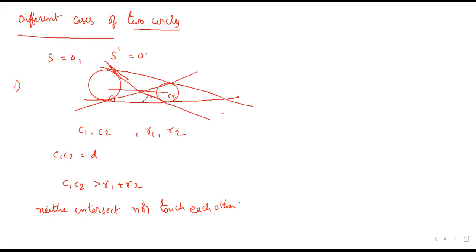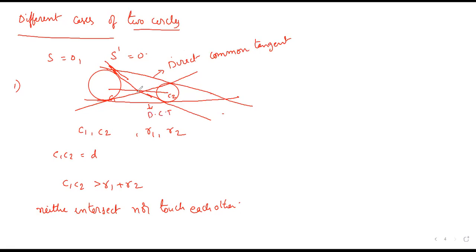Like this, we will get four common tangents. Here, for these two circles, the two circles are on the same side. So these two tangents are called direct common tangents. Direct common tangents means the two circles lie on the same side of the tangent, then the tangent is called a direct common tangent. So this is also a direct common tangent.